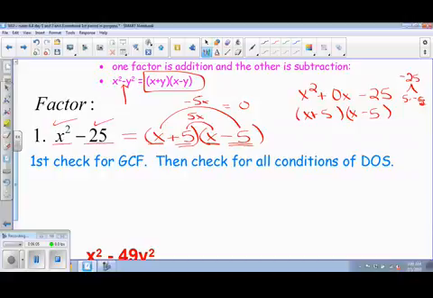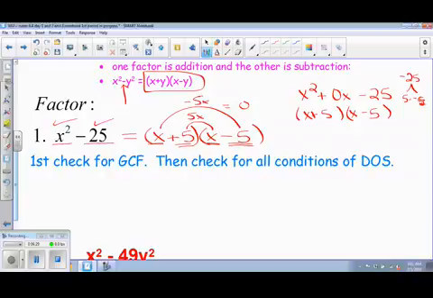That can't happen if this was plus 25, because you couldn't find two factors that multiply to equal positive 25 but combine to equal 0. You understand? One has to be positive and one has to be negative for there to be no middle term. Does that make sense? Okay, so that's why it's the difference of two squares.